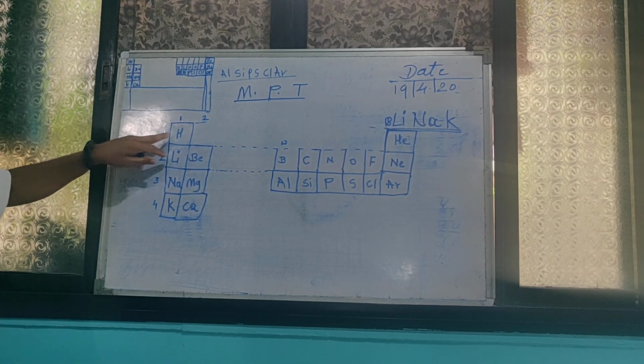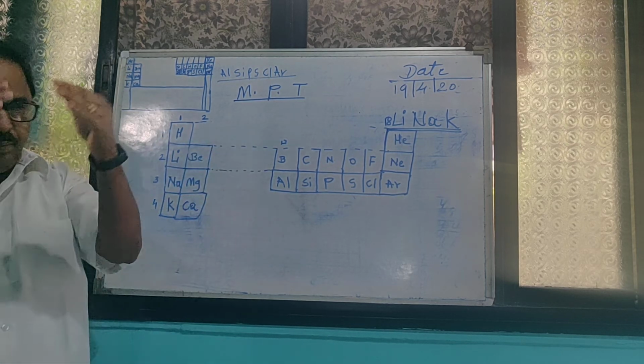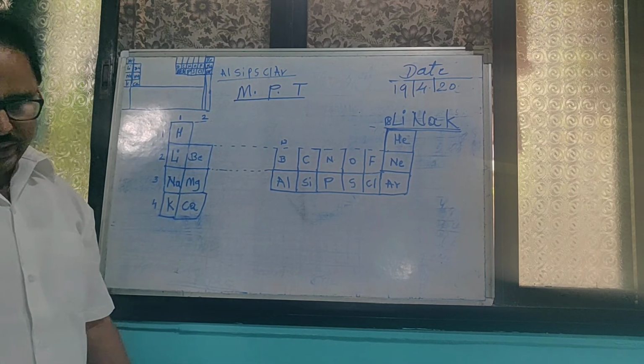Now you better understand there are 20 elements selected from the upper part of the modern periodic table.